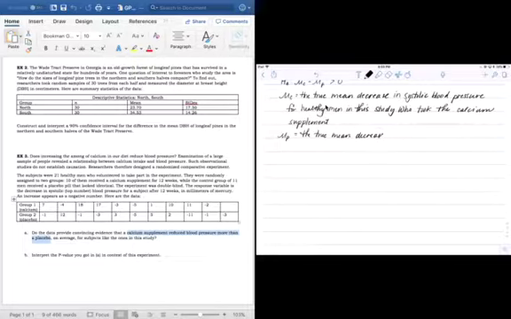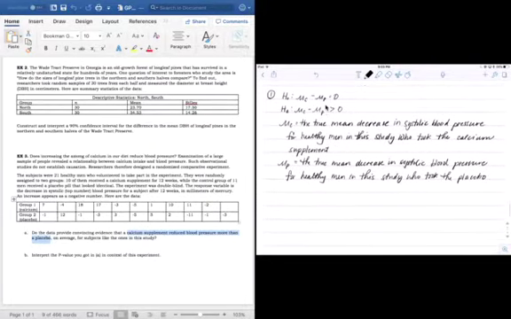decrease in systolic blood pressure for healthy men in the study who took the placebo. Okay, and there we go. That is step one. We establish our H0, our Ha, and what our parameters are.